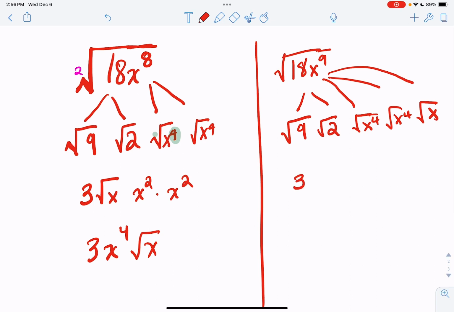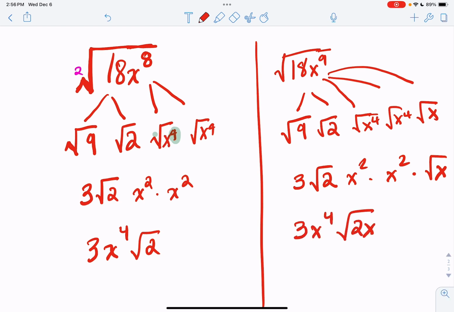3 radical. Oh, I made a mistake in the earlier one. This is 2 radical 2 x squared times radical x, which is 3x to the power of 4 times radical 2x.